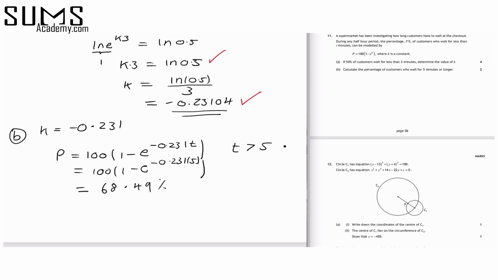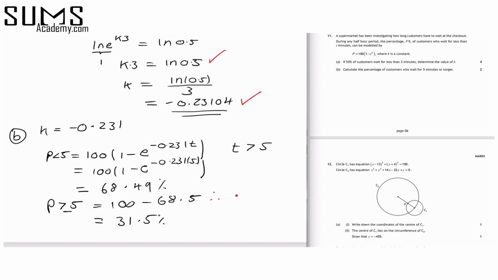But remember, that's for the time less than, so we actually need to take this away from 100 to give us our expression for that. So that was for P less than 5, and now we want to know P greater than 5. So this then becomes 100 minus 68. Let's call it 68.5 for the sake of argument. So this then becomes 31.5%.